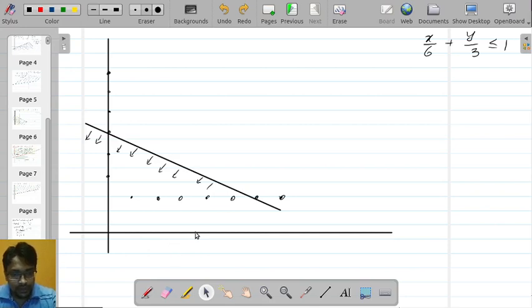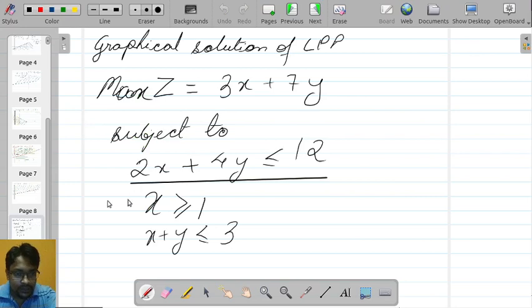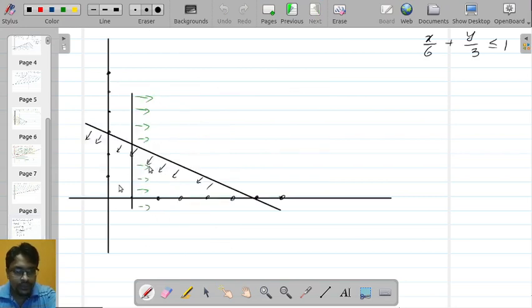You plot the line corresponding to x equal to 1. Okay, so something like this. So x greater than or equal to 1 is represented by which region? x greater than 1 is represented by this region, the region on this side. Okay, and the next inequality that we have is x plus y is less than or equal to 3.